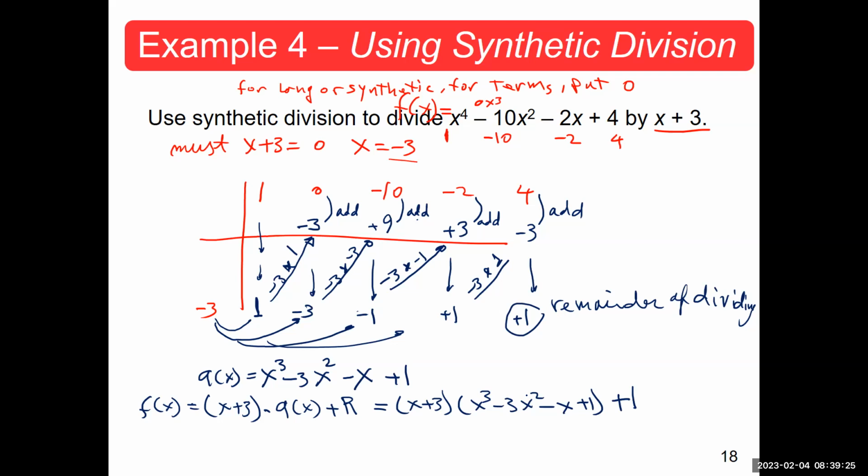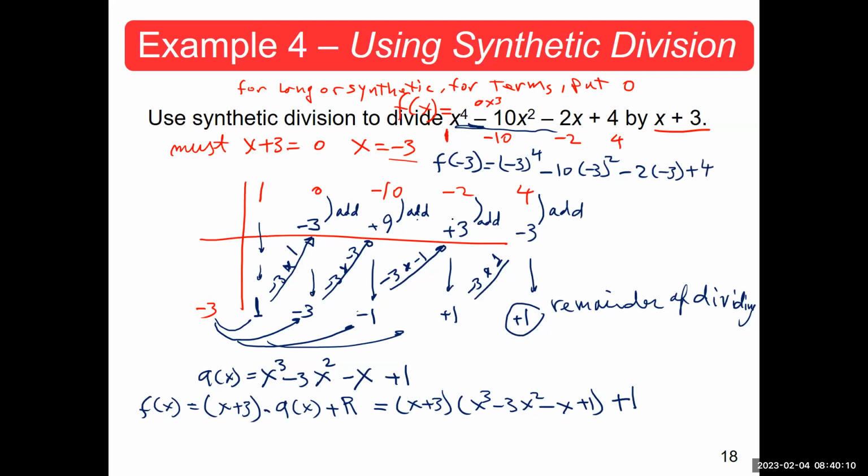Now, can we verify the remainder theorem? What did the remainder theorem say? We already said x plus 3 equals 0, so at x equal -3, if I plug it in here, I must get 1. Let's do that. So -3 to the power 4 minus 10 times -3 to the power 2 minus 2 times -3 plus 4.